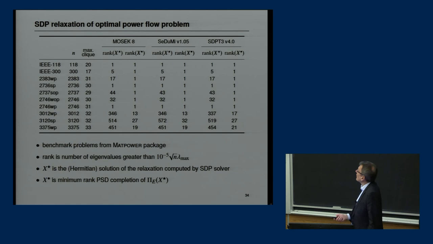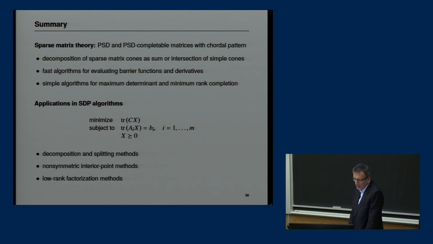So to summarize, we looked at different applications of results from sparse matrix theory that all relate to chordal graphs in SDP algorithms, in different types of algorithms. So they are very useful in first-order splitting methods, interior point methods, also low-rank factorization methods. And solving large sparse SDPs is still a challenge. But I also think there is still progress to be made in solvers for exploiting this low-dimensional structure that results from sparsity or low rank in the coefficients.